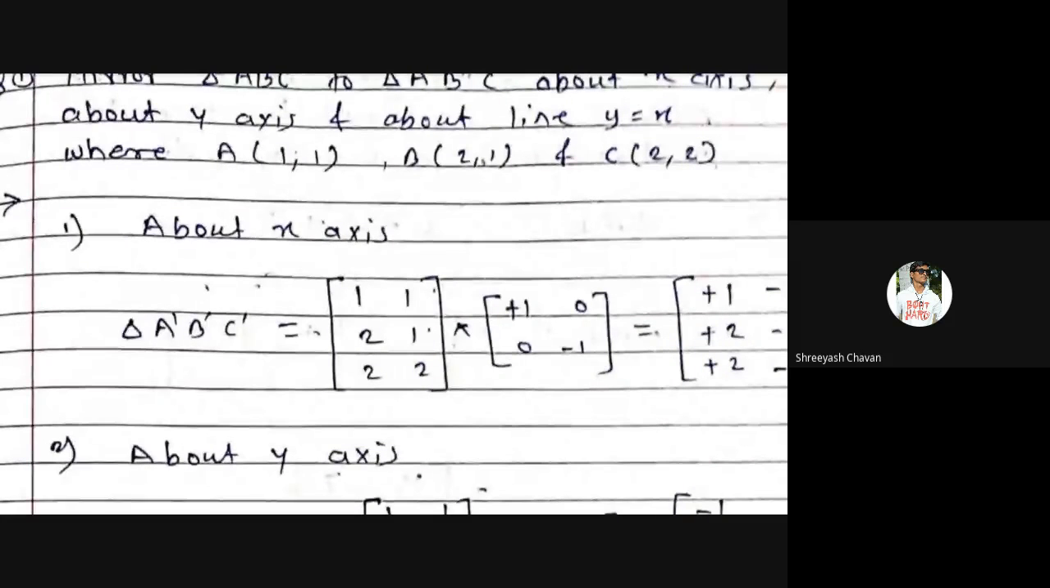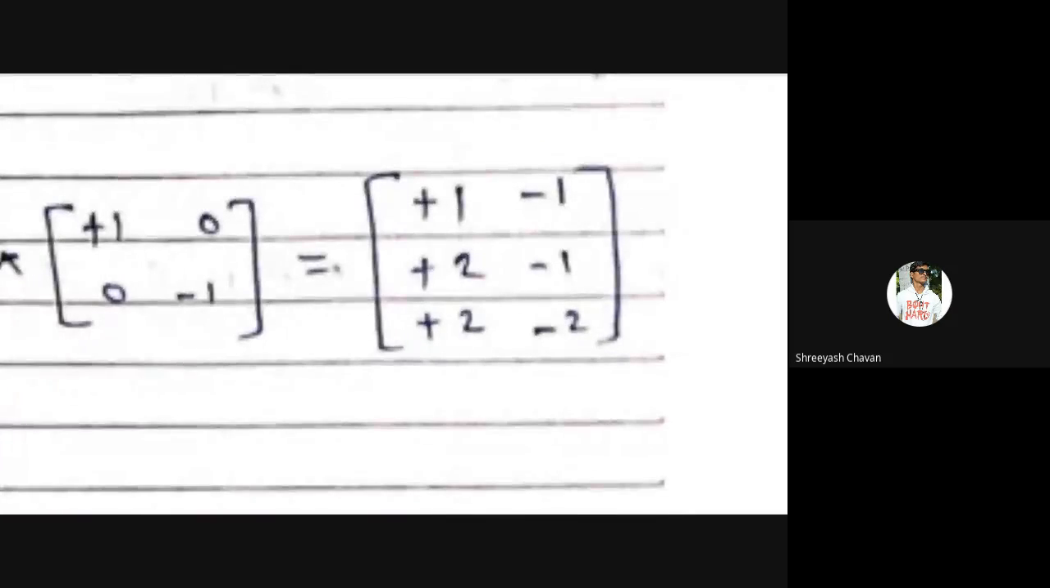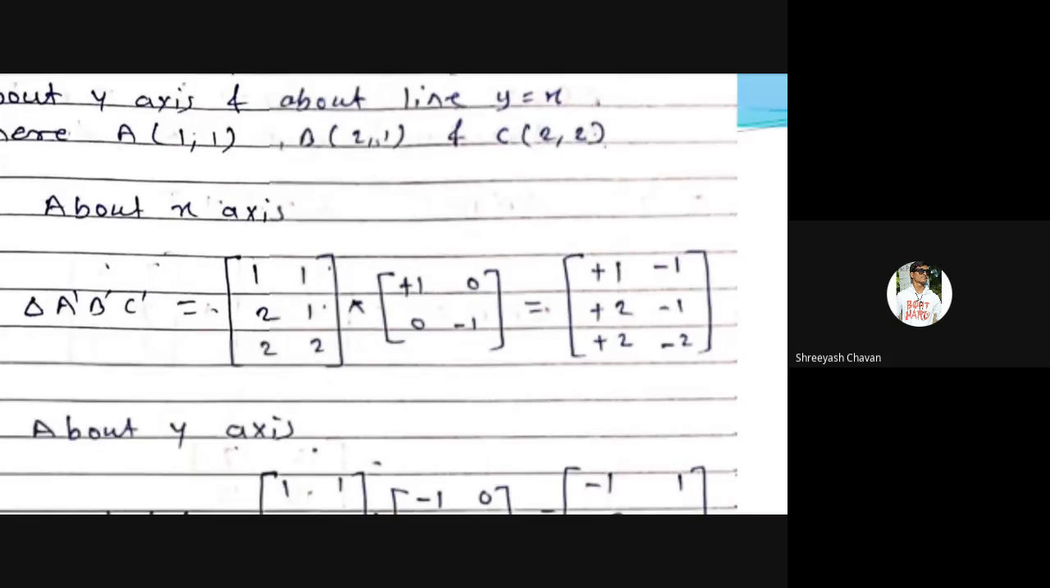Now the first finding is about the x-axis. We have to mirror our object about the x-axis. What is the formula for x-axis? 1 0 0 minus 1. Try to multiply. This is the given matrix 1 1, 2 1, 2 2 multiplied by 1 0 0 minus 1. Now this is the answer after calculation. Try to solve it, all of you. I will give only the given data here; you can do the multiplication.